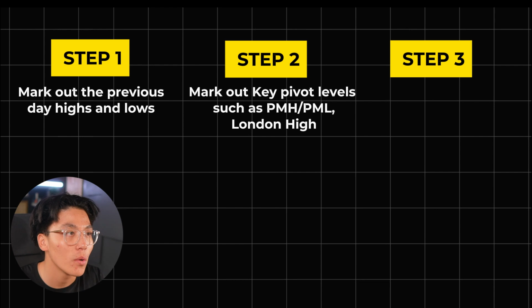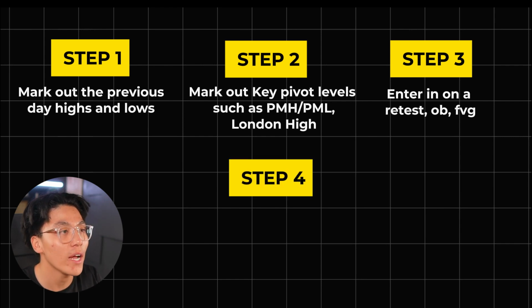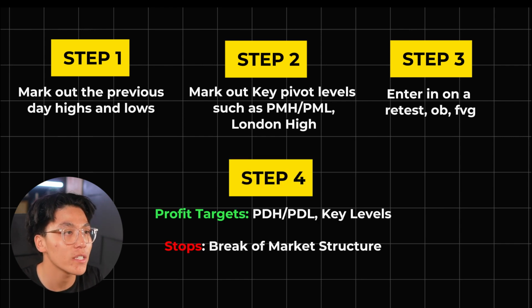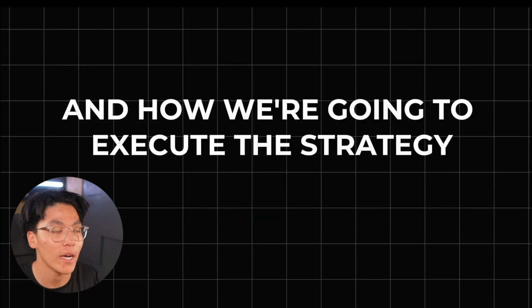Step three, we want to enter on a retest of a key pivot level, an order block, a fair value gap. What we want to do is wait for confirmation that price wants to head towards the previous day highs or previous day lows. Step four, once we have our entries, we set our targets to be previous day highs or previous day lows, and we want to set our stops at a break of structure point. This is the 4-step process on how we're going to execute this strategy.